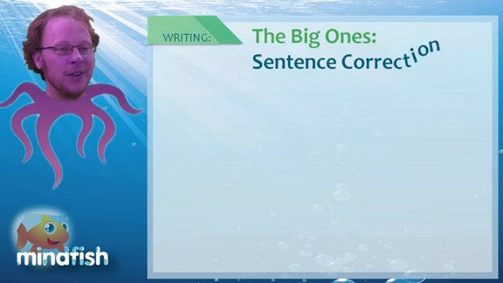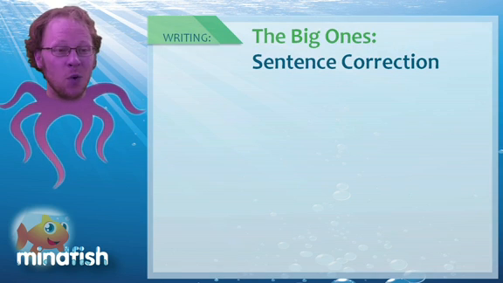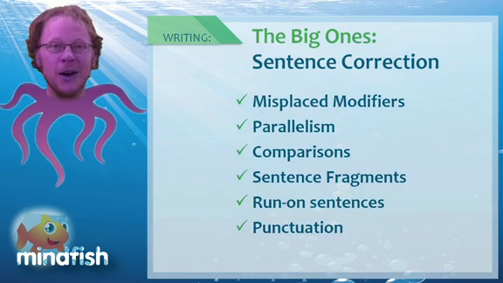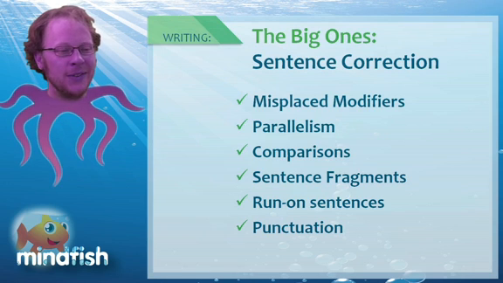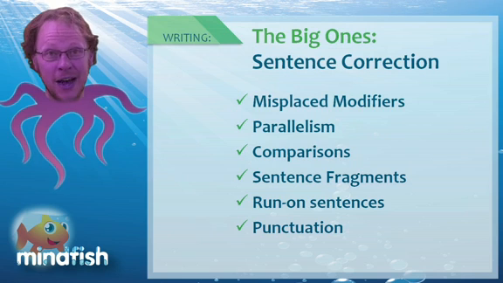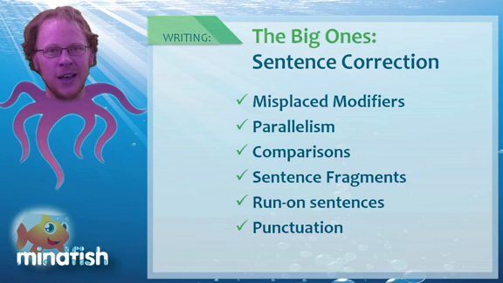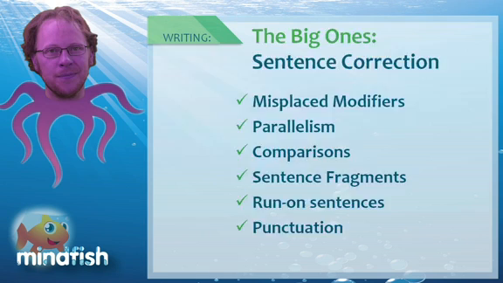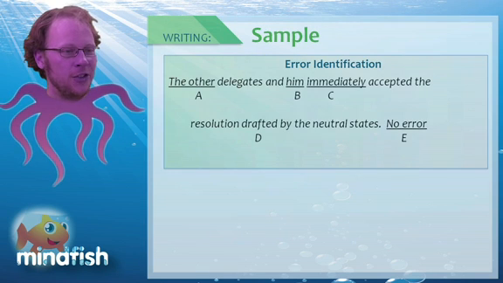The main topics that show up under sentence correction questions are these: misplaced modifiers, parallelism, comparisons, sentence fragments, run-on sentences, and punctuation. We've got a video for each of those topics, so be sure to check those out as well. Here's an error identification question.